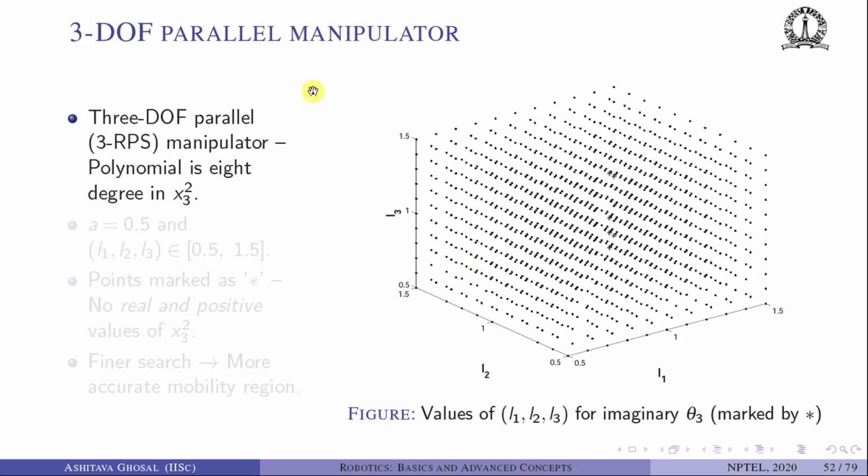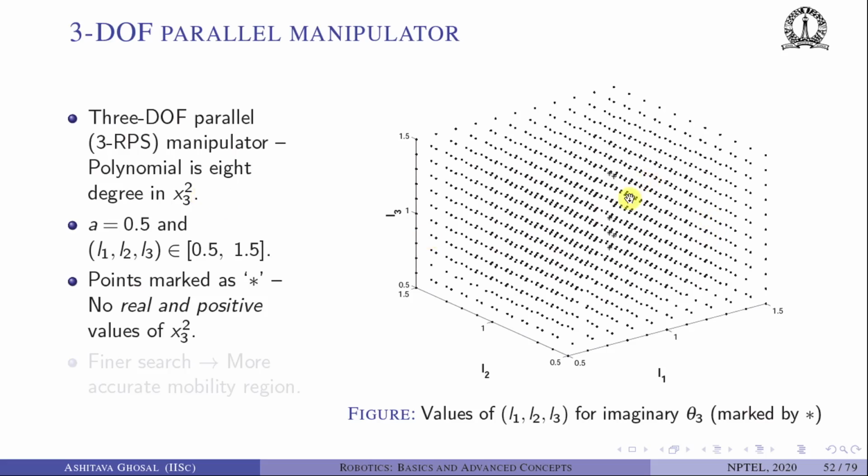In the case of a 3 degree of freedom manipulator, we cannot obtain such nice results for when theta1, or the input actuation, can have the full range. In this case, we saw that the polynomial in x3 square was 8th degree. For a equal to 0.5 and L1, L2, L3 between 0.5 and 1.5, we can scan this space and solve the 8th degree polynomial. It turns out that at the points marked with a star, for L1, L2, L3 in this range, 0.5 to 1.5 in all three actuated variables, there are no real values.